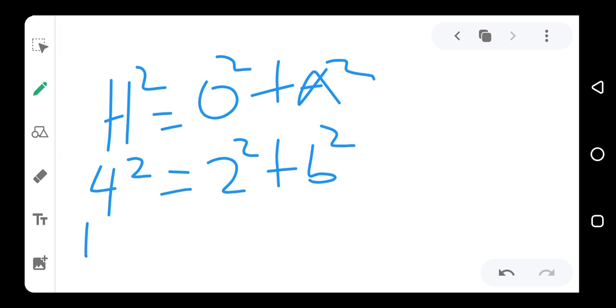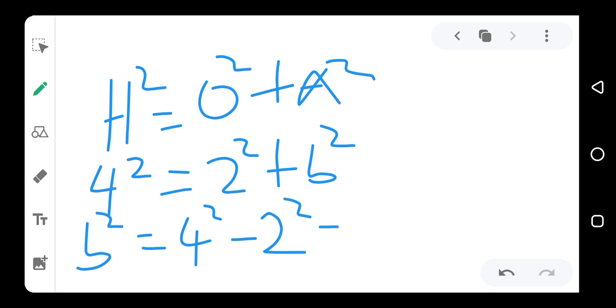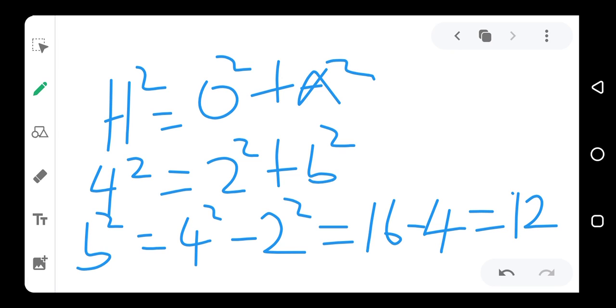And that means that B squared is equal to 4 squared minus 2 squared, which gives us 4 squared is 16, minus 2 squared is 4, which is 16 minus 4 is 12. And that means that our B is equal to root 12. So this is how to get the third side of it, where we already know the two sides.